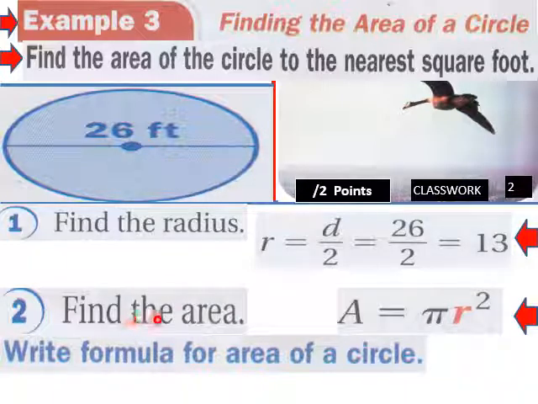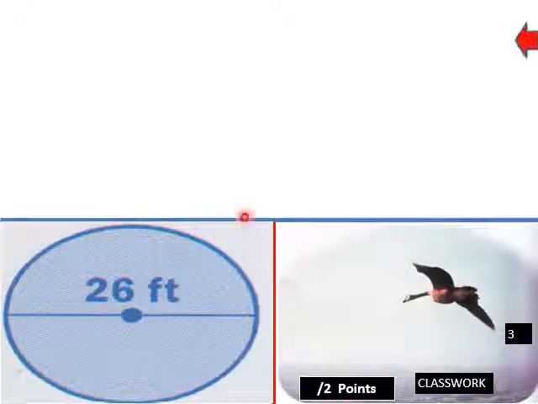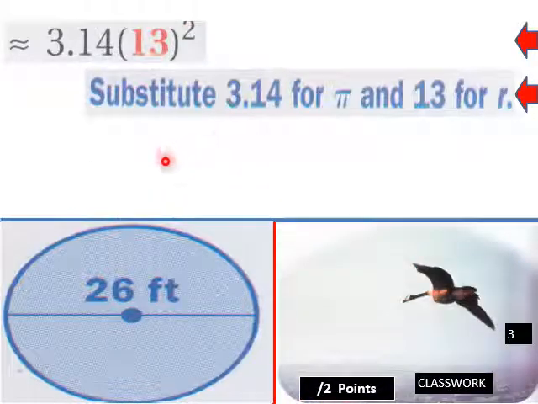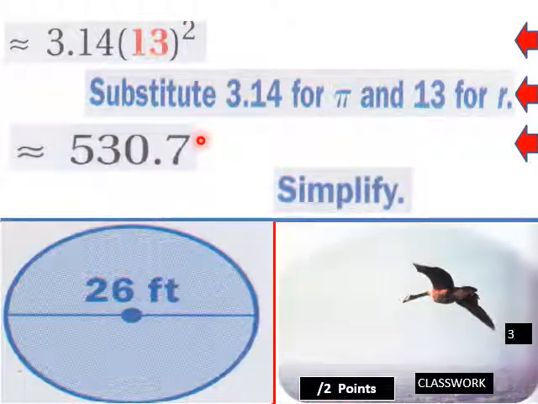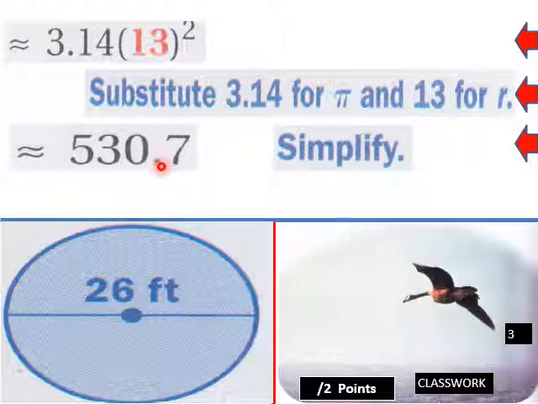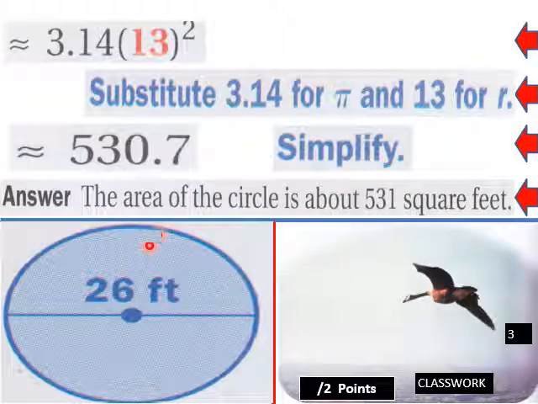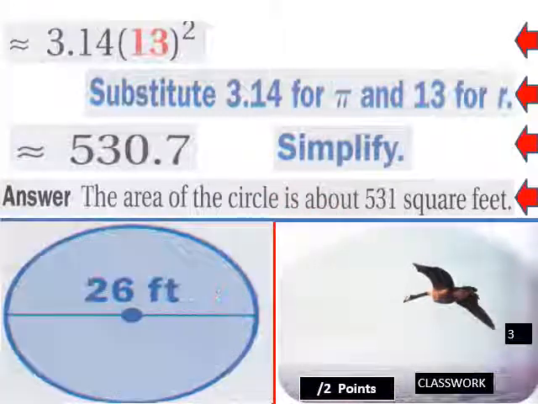So to find the area, area equals pi r squared. Right formula for the area of a circle. We know what r is now. It's 13. So we can plug that into the formula for finding the area of a circle, which is 3.14 times 13 squared. And when we do that multiplication, we come up with 530.7. And so the area of this circle would be 531 square feet.